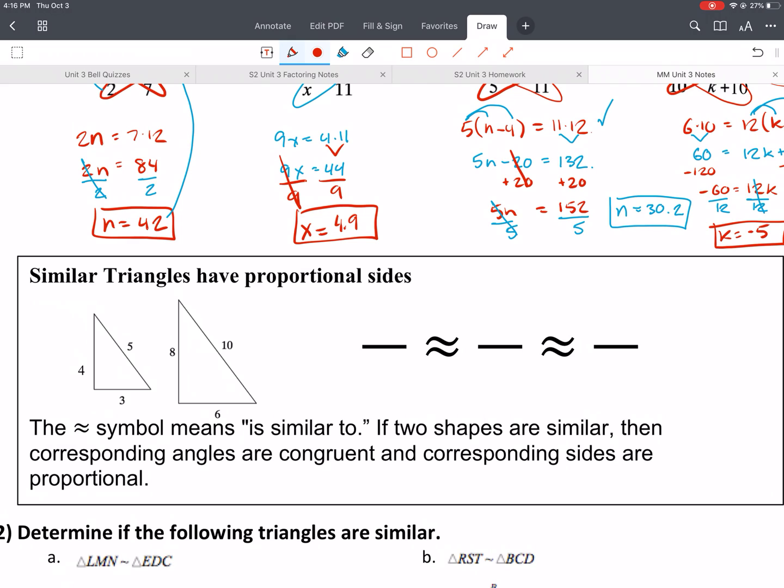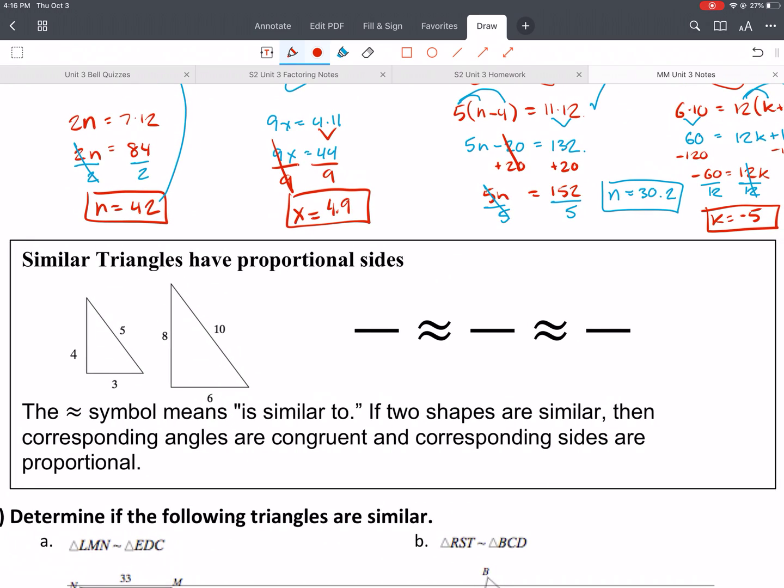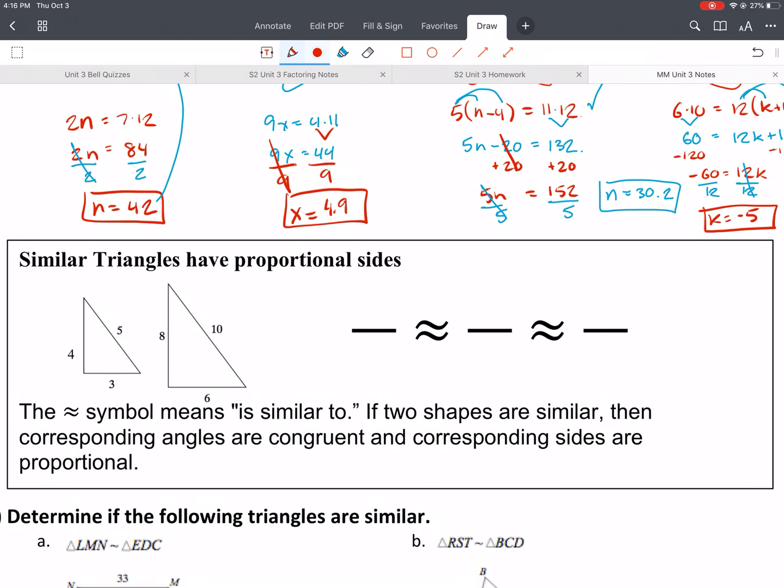And just so you know, this video will probably go a little longer. I didn't go over every single problem, but I wanted to do that for this in case some of you want extra examples. Okay, so similar triangles have proportional sides.